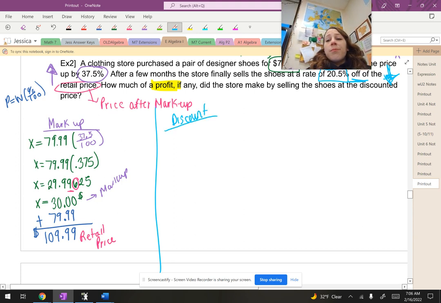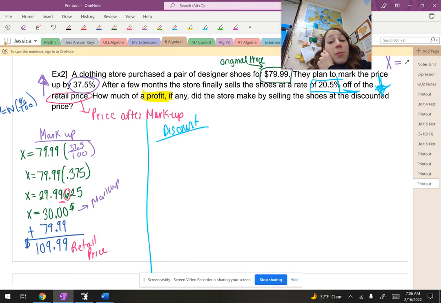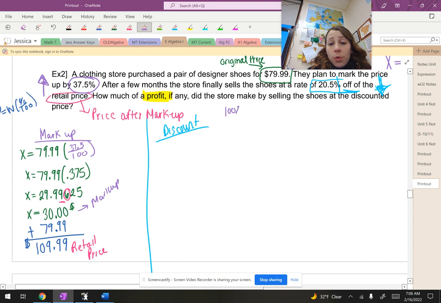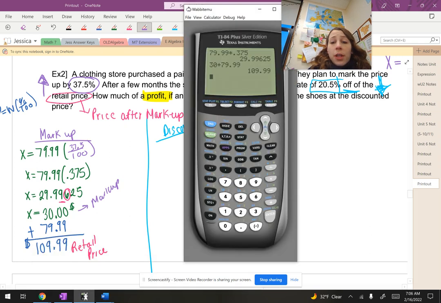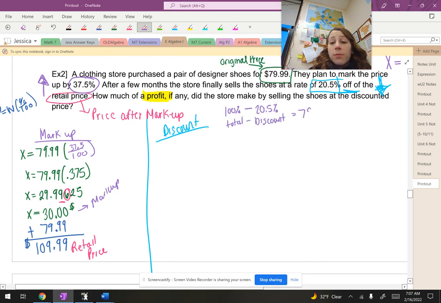So now with your discount here, you have a couple of options. You can do what we just did and make sure you subtract that discount at the end. Or you can start thinking about what percentage is going to be left. If I'm taking 20.5% off of 100%, so 100% minus the 20.5%, that total minus your discount leaves you with the percentage that's left. So 100 minus the 20.5 is going to leave us with 79.5. This is that percent left after that discount.